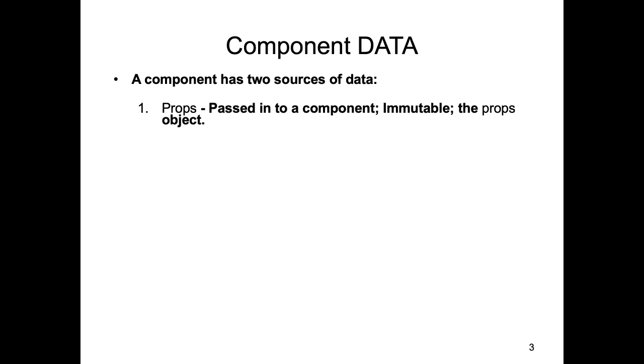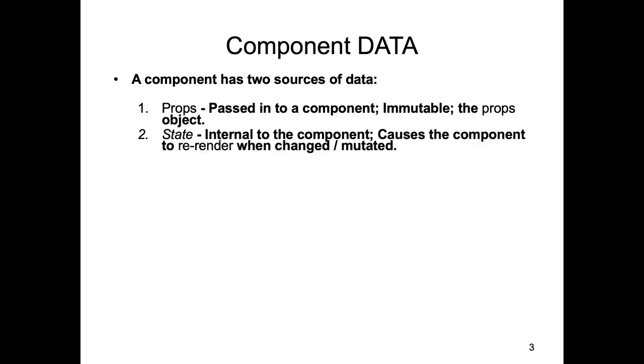The second aspect of a component's data is this thing called state. And I often say that state is everything that props aren't, and kind of vice versa. So state is data that's maintained internally by a component. So it's kind of private, if you like, to a component. It can be mutated, it can be changed. And critically, if you change a component's state, then that component re-renders or re-executes.